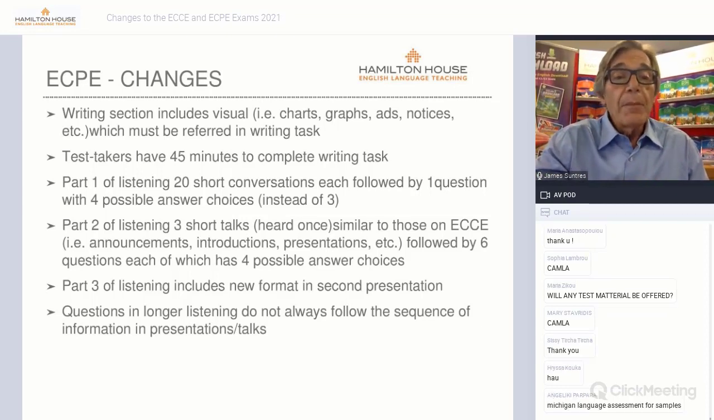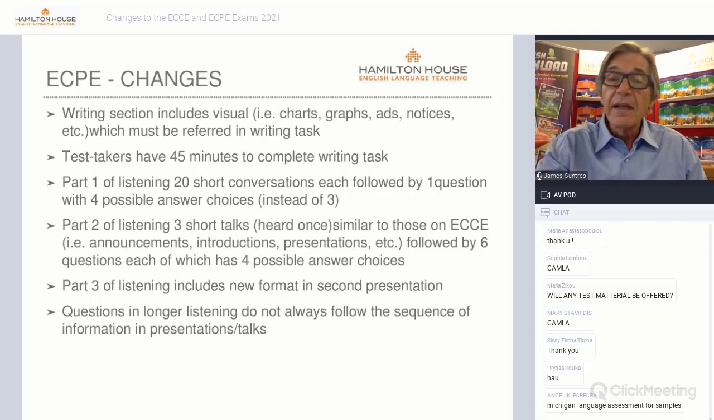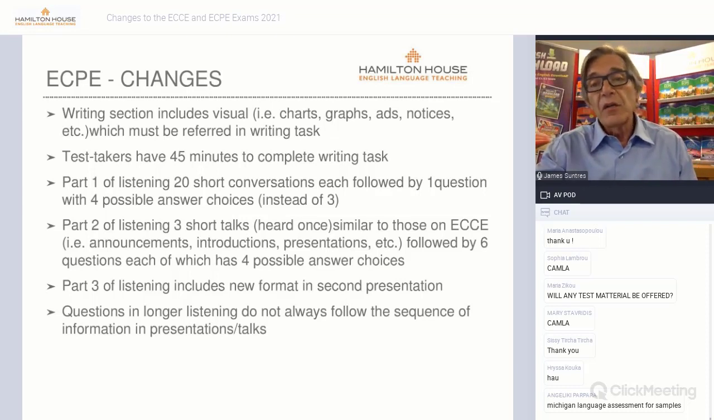Now, to go on, part one of the listening, we have 20 short conversations followed by one question with 4 possible answer choices instead of 3. In the old format, there were 3 possible answer choices, but now there are 4.